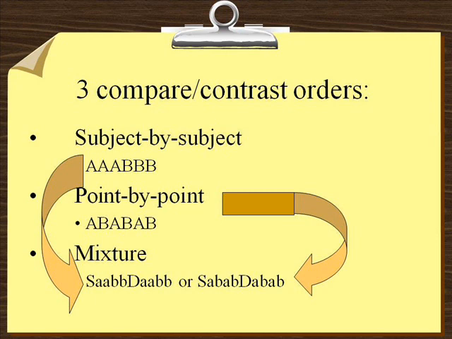The final option for compare-contrast order is a mixture wherein you give the similarities subject by subject and then the differences subject by subject, or the reverse: the differences subject by subject, then the similarities subject by subject. Going back to the same cat and dog example, we might add a fourth quality and say, cats have fur, cats have tails, dogs have fur, dogs have tails. Cats meow, cats make good pets. Dogs bark, dogs make good pets.